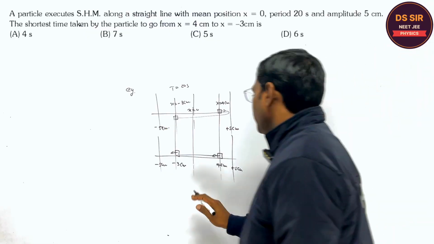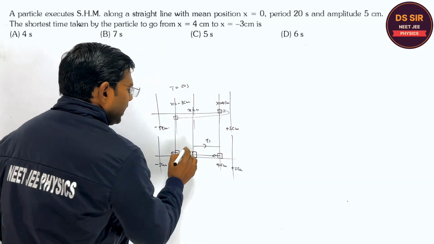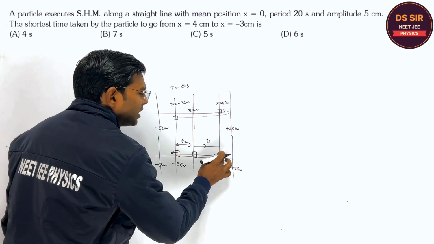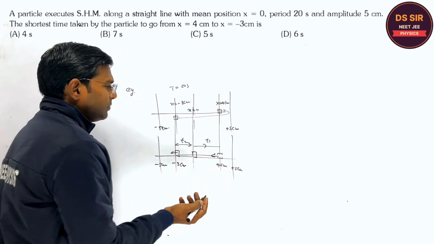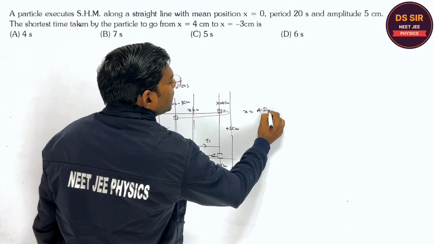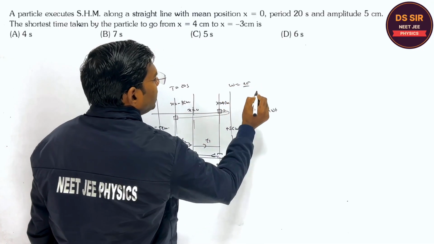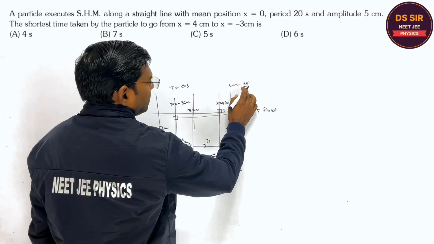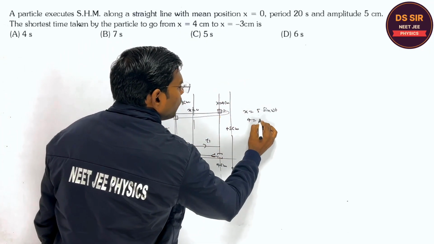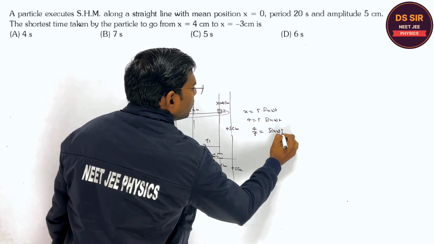Yes, this is also one way you have done. Very good. So from this time T1 and this time T2, whether it is going in this direction or this direction, the time is the same, symmetry. So x is equal to 0. If you write the equation x is equal to a sine omega t, A is what? 5. The omega is 2 pi by T. Omega we can write later. So from here to here, 4 is equal to 5 sine omega t, so sine omega t is 4 by 5.